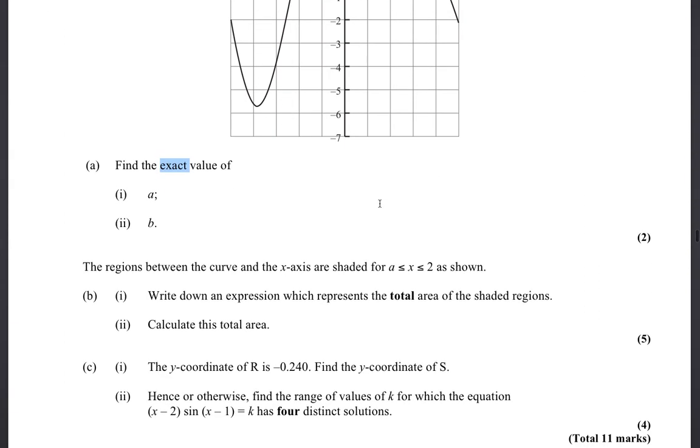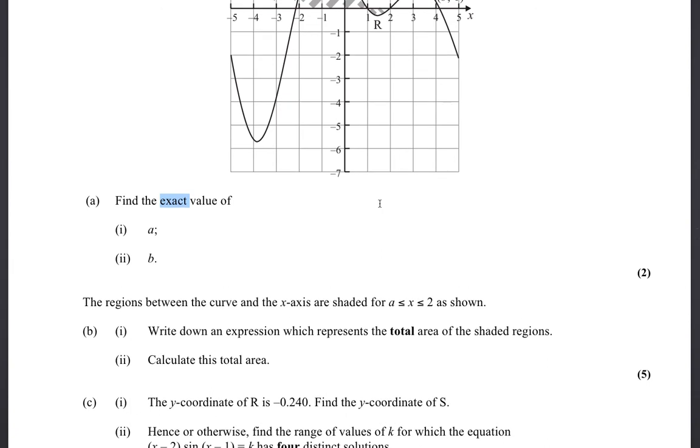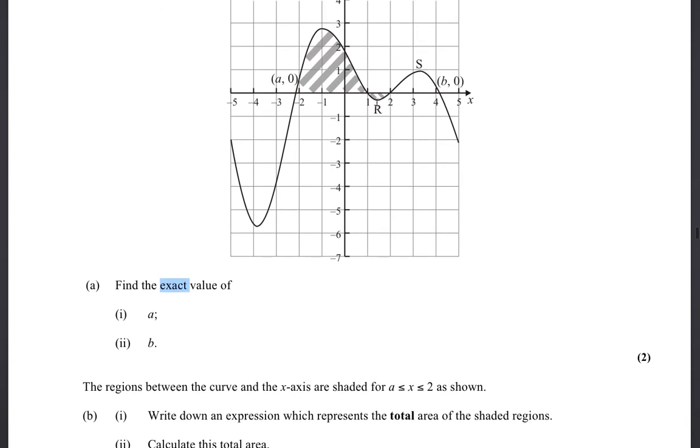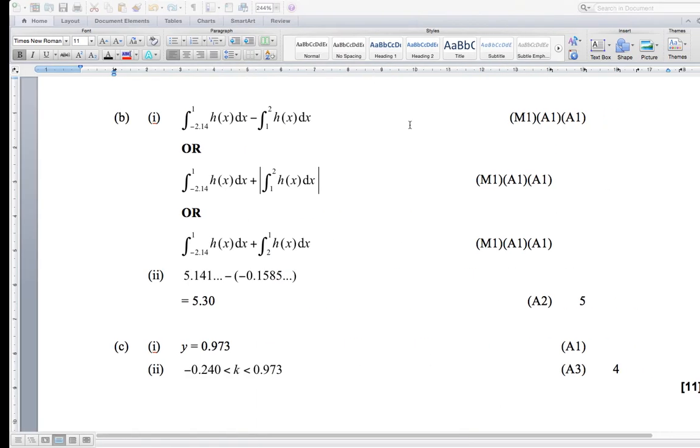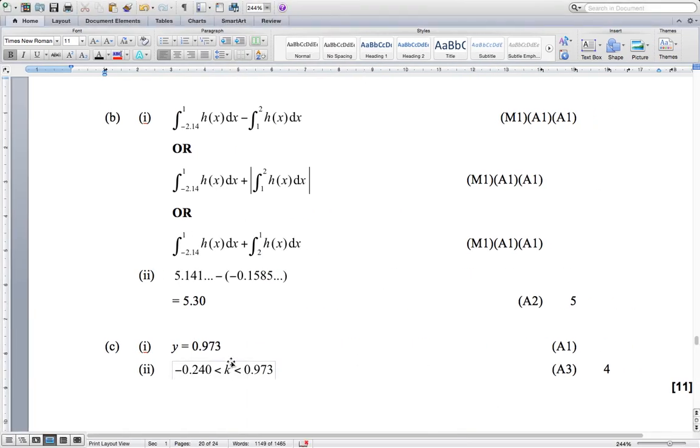I think it's minus 0.24. So basically, if k is anything greater than minus 0.24 and less than 0.973, k can take any of those values. That is correct. Between minus 0.240 and 0.973.